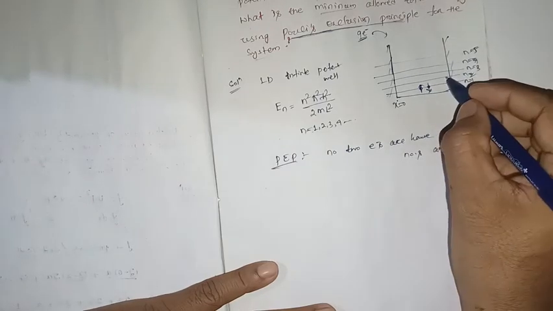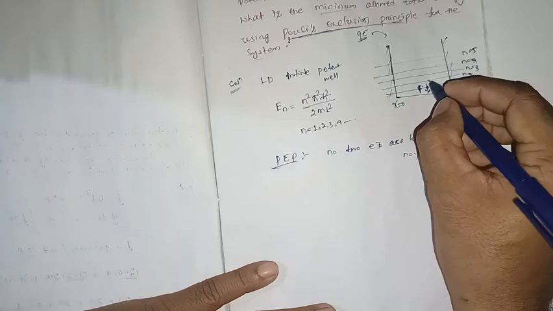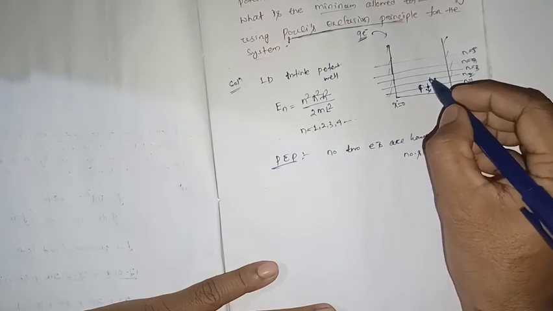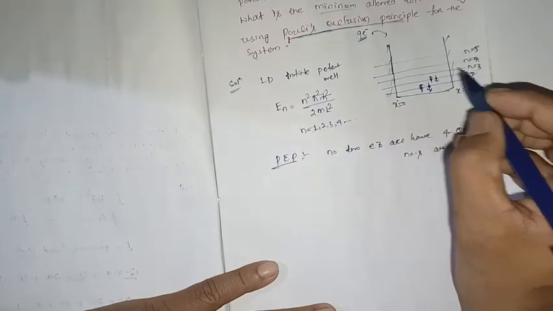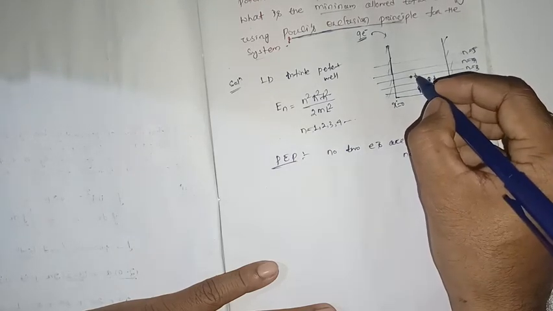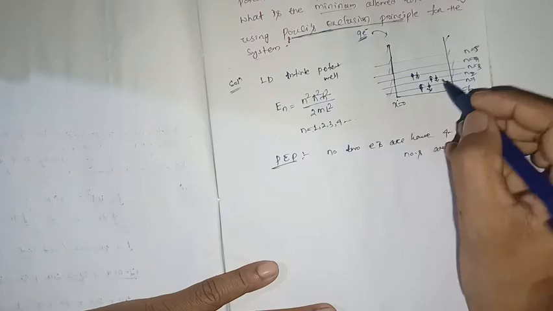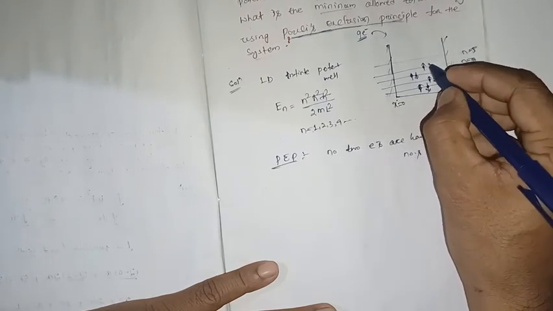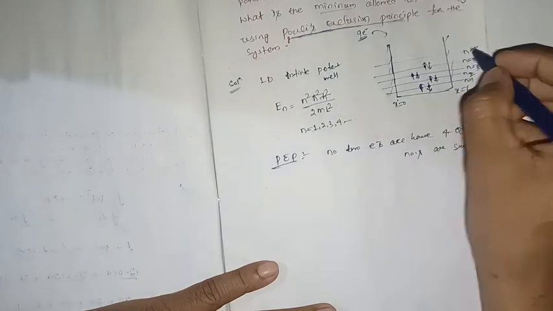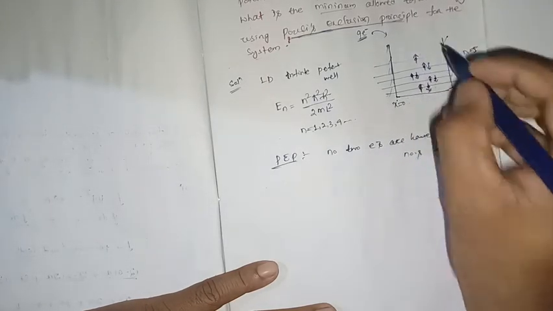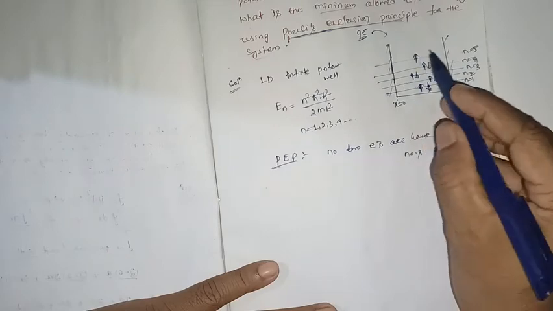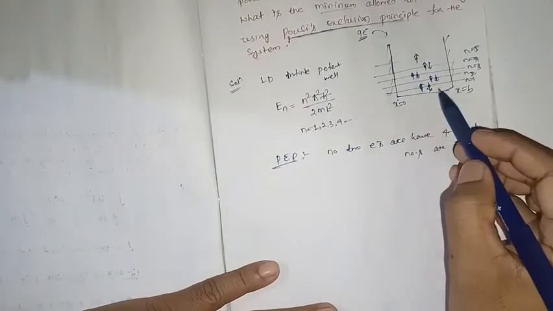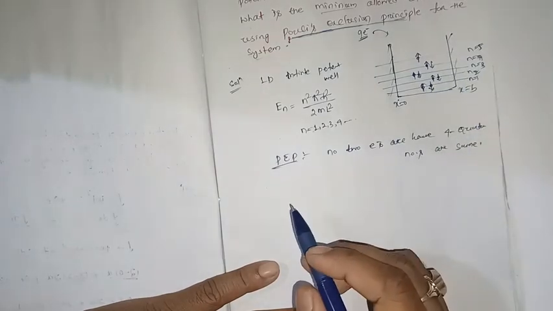This is the ground state. In the first excited state another two electrons will be present. In the third, another two electrons having spin up and spin down. So here 2, 2, 4, 6, 8, and then for n equal to 5 another electron will be present. This will be the distribution of the electrons in various energy levels.